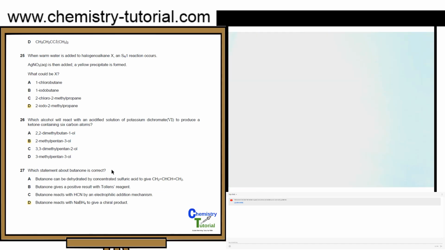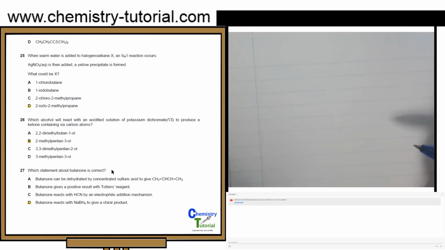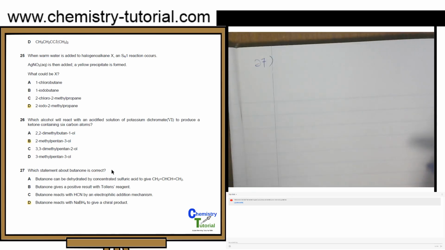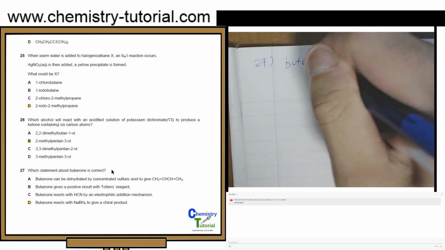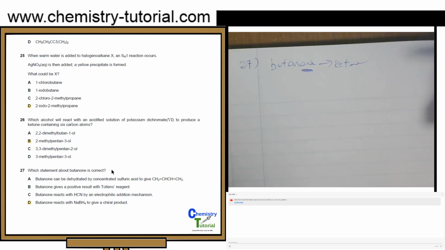For question 27, which statement about butanone is correct? Now, look at the last 3 letters. The last 3 letters are one, that means this itself is a ketone. Sometimes from the last few letters, you can actually know which homologous series it belongs to. For example, butane, ANE is alkane, butene is alkene. You have OIC, that means it's a carboxylic acid, or AL, which is aldehyde, OL, alcohol, and so on and so forth. Now back to the question.